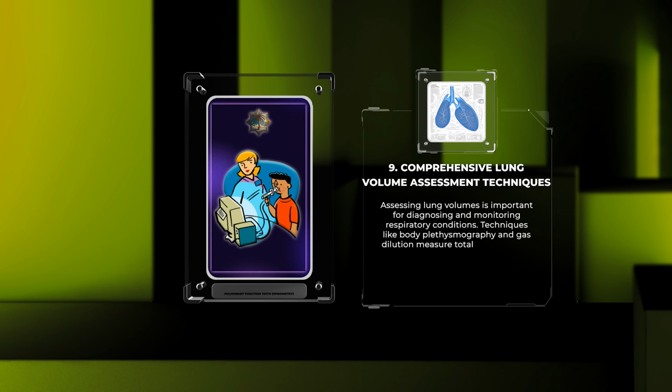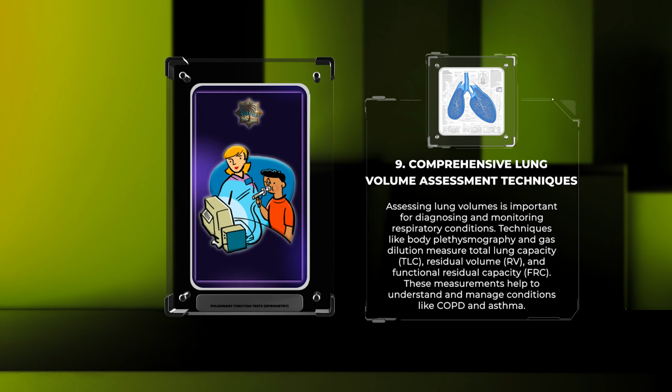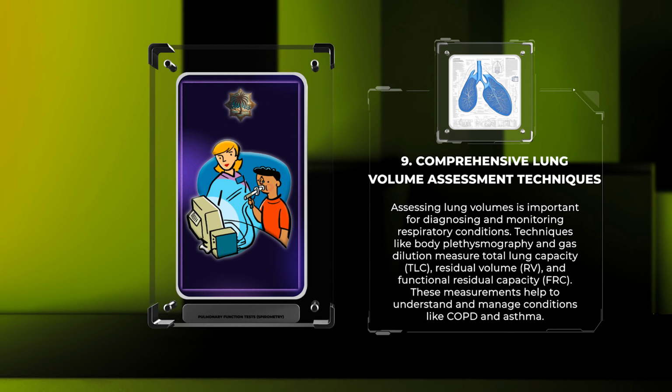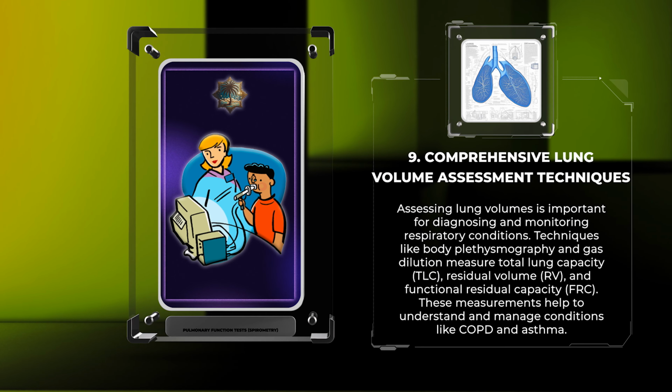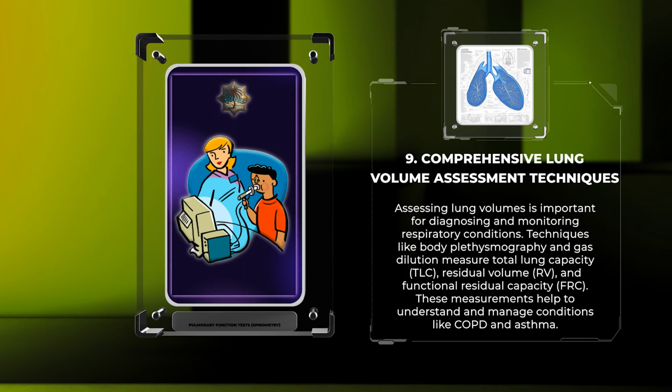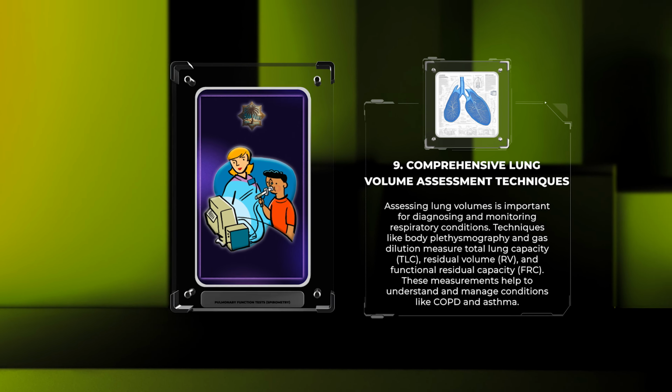Assessing lung volumes is important for diagnosing and monitoring respiratory conditions. Techniques like body plethysmography and gas dilution measure total lung capacity, TLC, residual volume, RV, and functional residual capacity, FRC. These measurements help to understand and manage conditions like COPD and asthma.